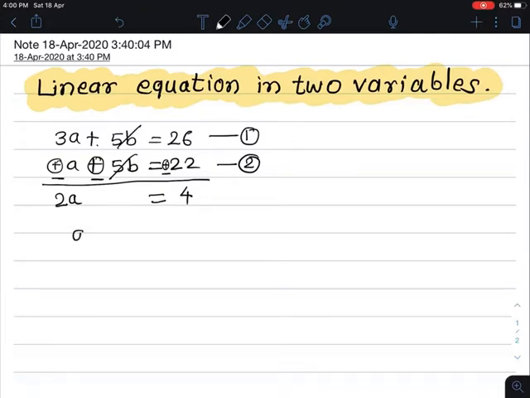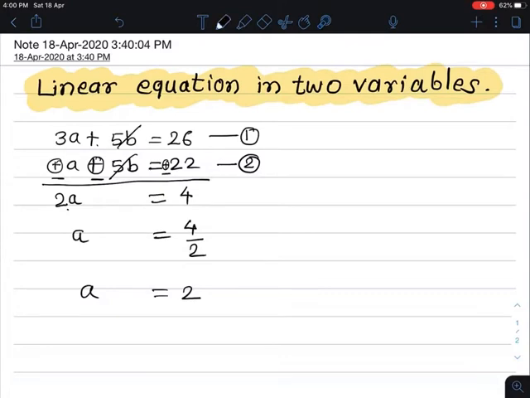Now you have to find the value of a. a is equal to 4 upon 2. The 2 will go for division. 4 upon 2, so the value of a is equal to 2. Here you got the value of one variable. Now we can find the value of the other variable. How? By putting the value of a equal to 2 in either of these two equations.